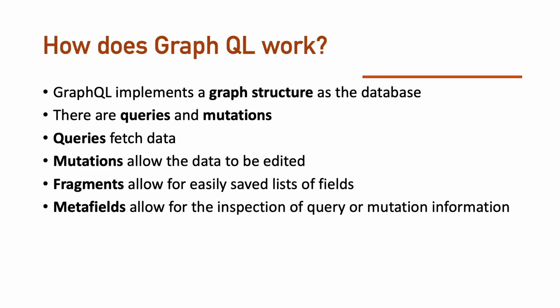Queries fetch data, mutations allow the data to be edited, and that's really important because it comes up later when we start talking about tooling. These are two different ideas between a query and a mutation. Then we have fragments, which allow for these kind of saved lists of fields, and meta fields, which allow for the inspection of a query or mutation and the information within that.